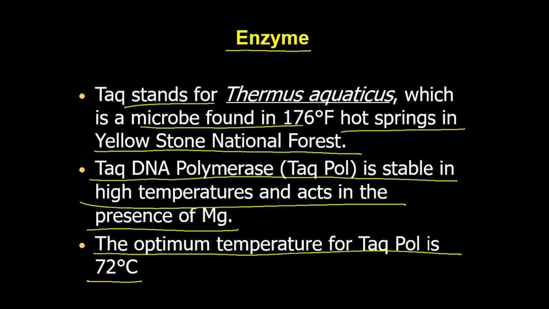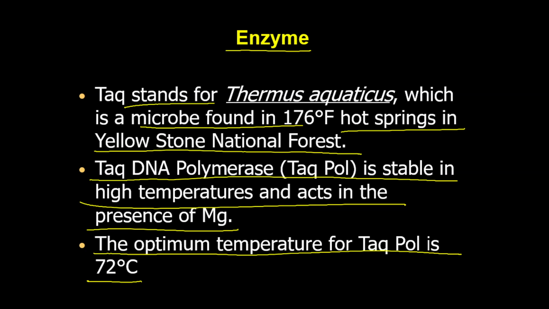So it is isolated from this bacteria, a polymerase which can bear a temperature as high as 95 degrees Celsius. So that is why we use Taq polymerase. Okay. So Taq DNA polymerase or Taq-Pol is stable in high temperature and acts in the presence of magnesium ion. That's why we provide magnesium chloride also in the reaction mixture. The optimum temperature for Taq polymerase is 72 degrees Celsius.